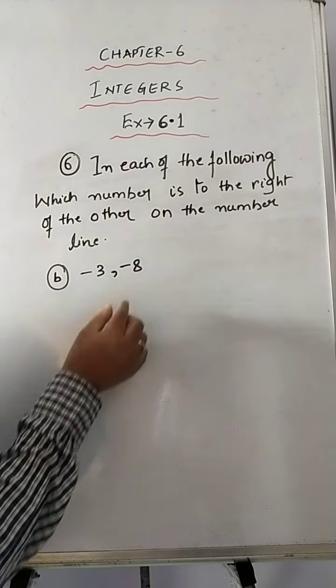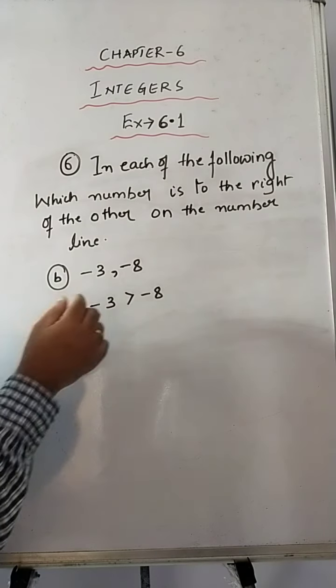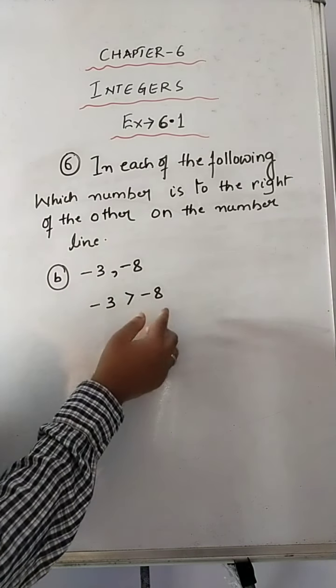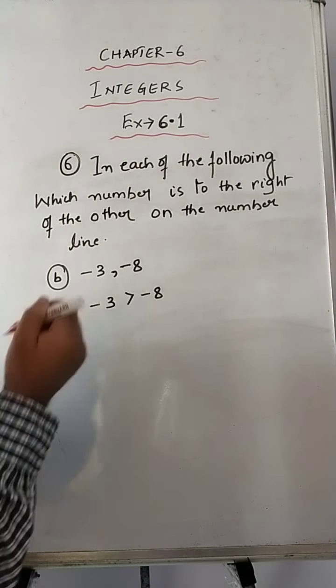So I have already said that for negative integers, the number which is closest to the 0 will be greater. If we imagine the number line, you will see that -3 is closer to 0 and -8 is a little further from the 0. So that means -3 is greater than -8. So the number which is greater will be to the right hand side of the number line. So what you have to write?